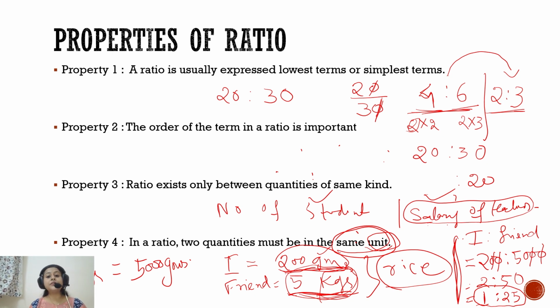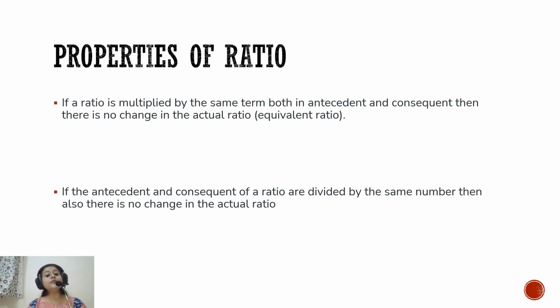So always remember that whenever you are expressing any two quantities or any three quantities or amounts or some factors in the form of ratio, both the terms should be in the same unit. That is a very important property. Now, there is another very important property: if both the terms of a ratio, that is antecedent and consequent, are multiplied by the same number, then there is no change in the actual ratio. And if they are divided by the same number, then also there is no change in the actual ratio.